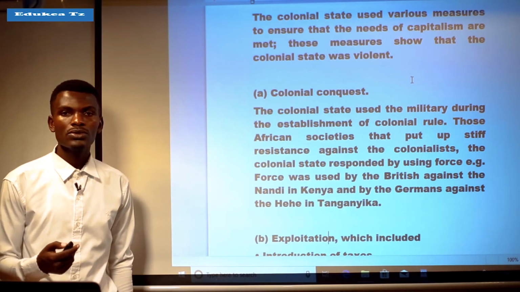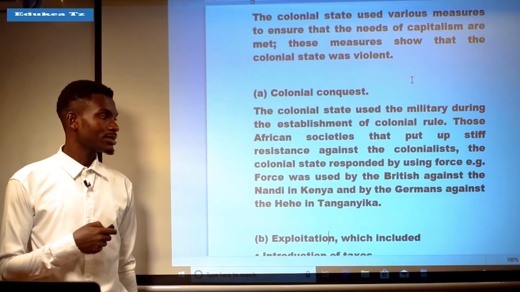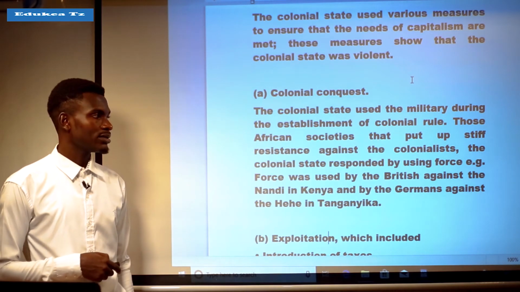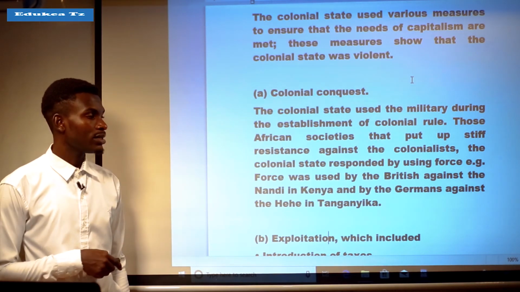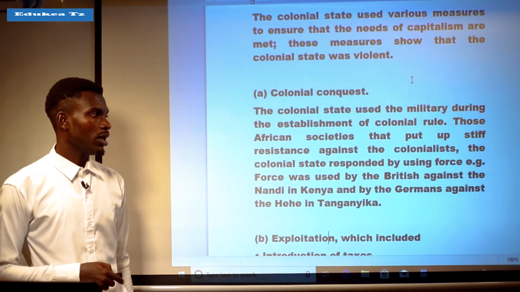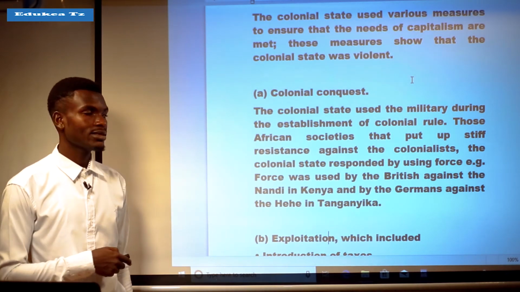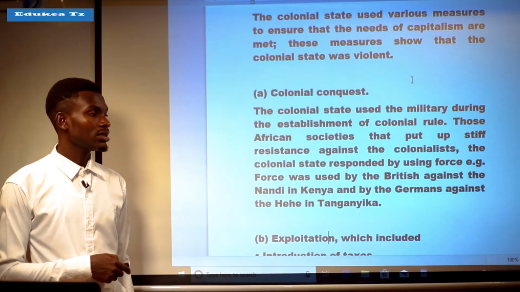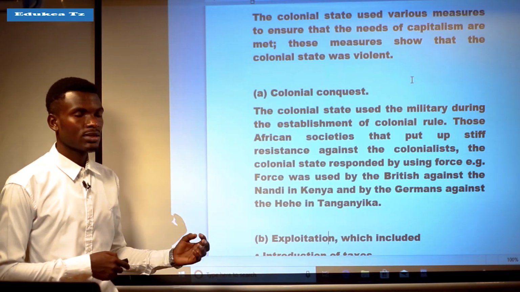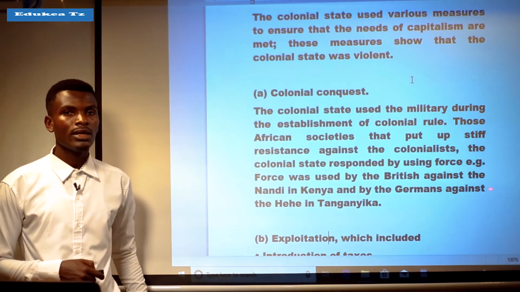It means that we can see the use of force when the colonialists were establishing their rule in Africa, in areas like Kenya, where the Nandi put up stiff resistance against the British, and in Tanganyika, where the Germans used force to establish colonial rule where there was resistance.